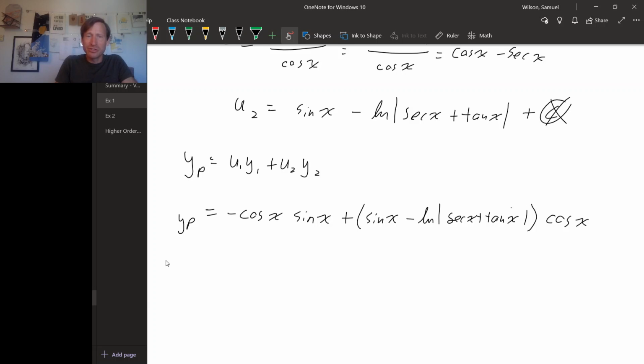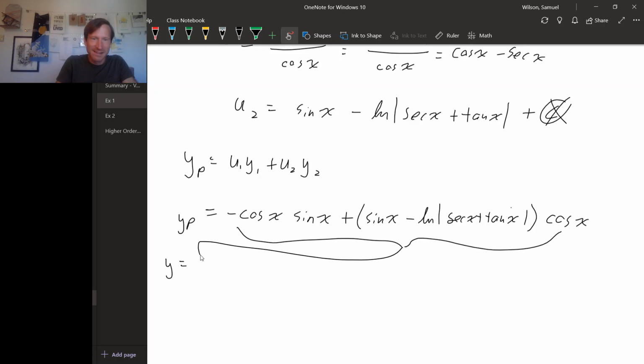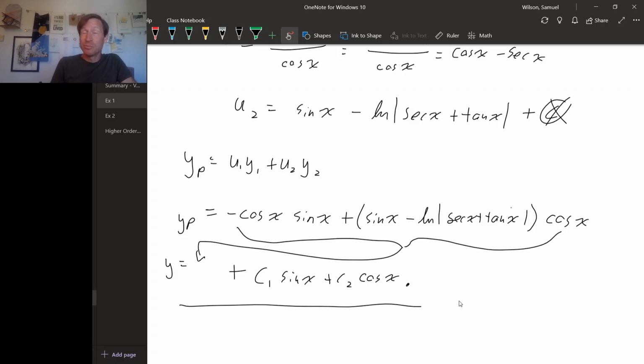Now for a general solution, of course, you take the particular solution, so this whole mess, I won't write it out again, plus the complementary solution, which as always is c1 y1 plus c2 y2, so c1 sine x plus c2 cosine x. And there we go. We found the general solution for an inhomogeneous linear equation that we couldn't solve using undetermined coefficients.